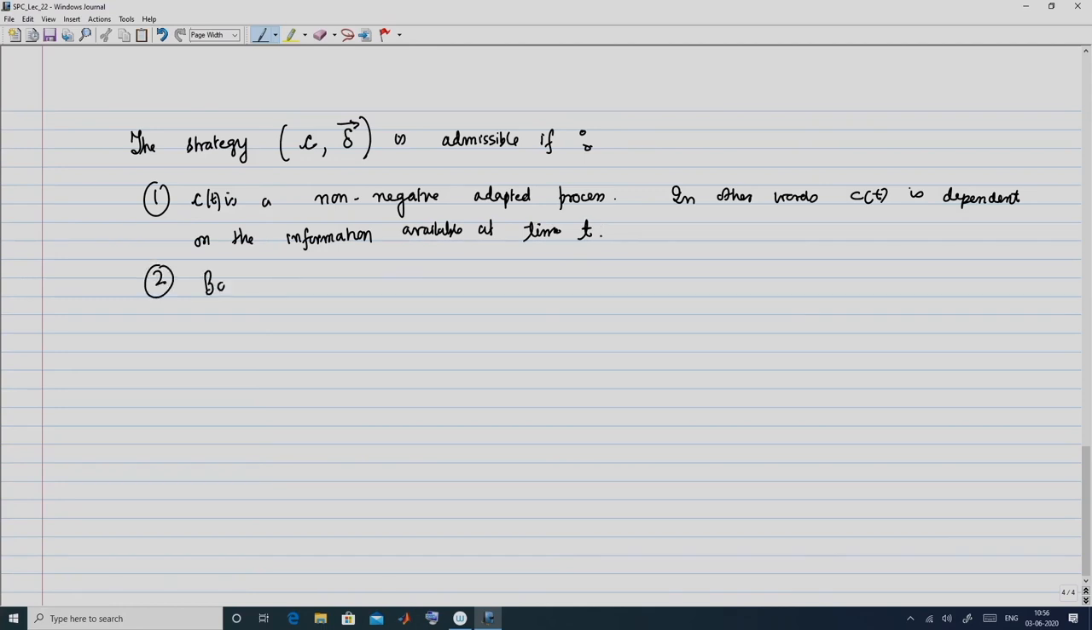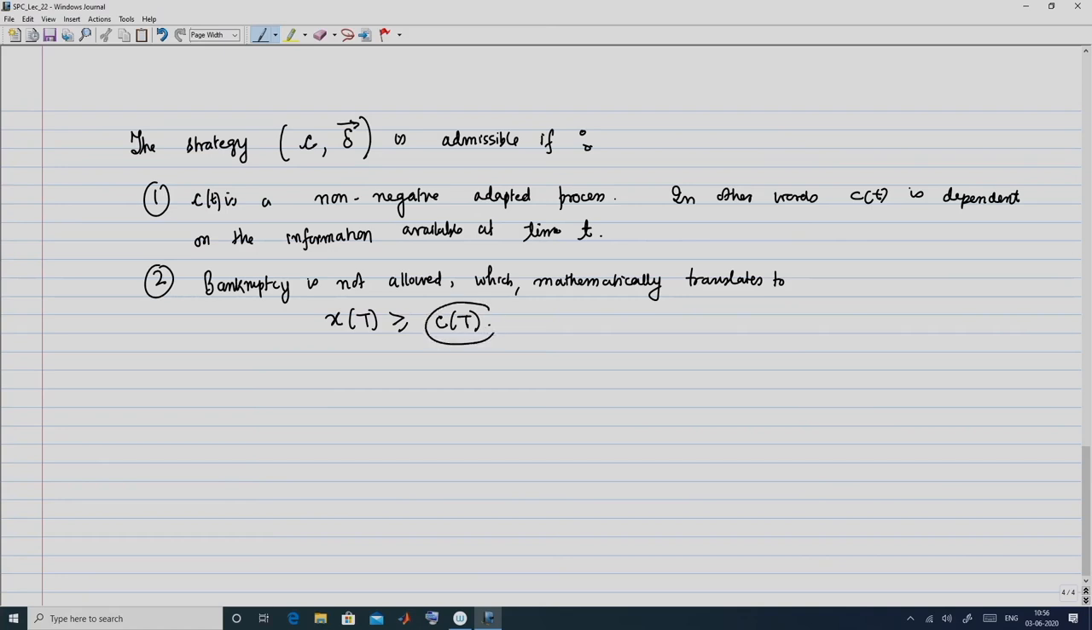Secondly, bankruptcy is not allowed, which mathematically translates to the following: that the wealth at time capital T must be greater than or equal to C of capital T. So, that means your consumption at time capital T cannot exceed your wealth level at time capital T.